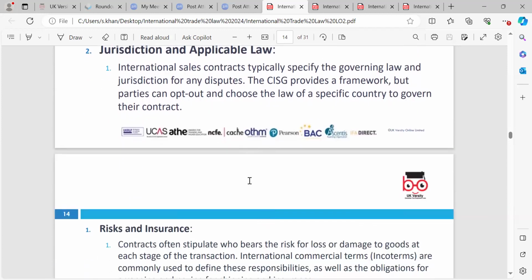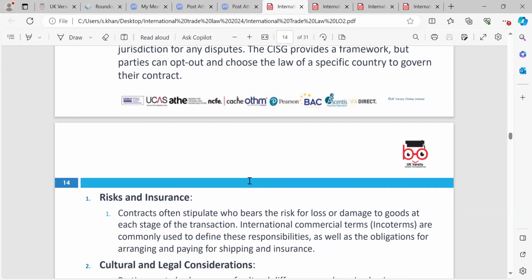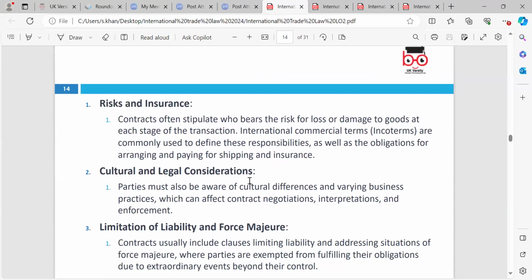International sales contracts typically specify the governing law and jurisdiction of any disputes. The CISG provides a framework, but parties can opt and choose the law of a specific country to govern their contract. So, each country has its own laws.